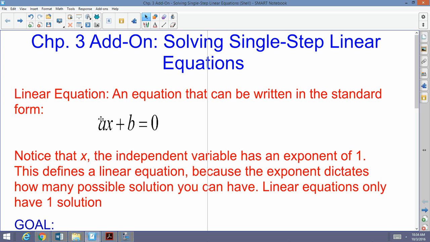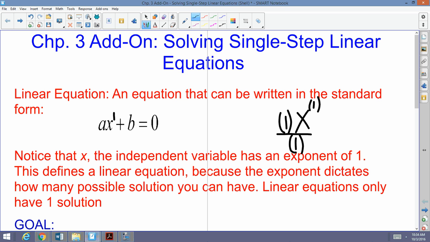I want you to notice something about this equation, though. Notice the x, which is the independent variable, has an exponent of 1. Now you may say, what are you talking about? I don't see an exponent. Yeah, I know. It's an invisible exponent of 1. Remember what we talked about several times, and I'm going to repeat it quite often. Remember that every number or variable is being multiplied by an invisible 1, divided by an invisible 1, and raised to an invisible 1 power. So when the power of the independent variable is 1, we are talking about a linear equation.